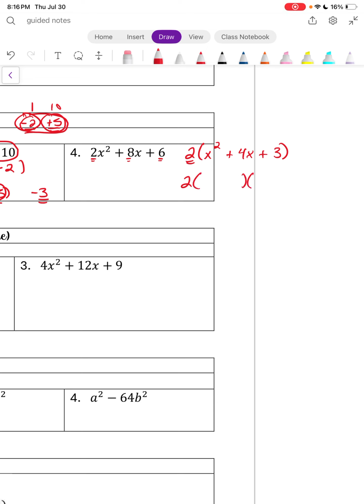The stuff inside is a quadratic trinomial, which we're going to try to factor. X and x always goes first. Two numbers that multiply to give you 3, that's a short list. Those two numbers have to add to give you a 4, and you get a positive 1 and a positive 3. Those signs are very important. Make sure you put them, and that's going to be your final answer.